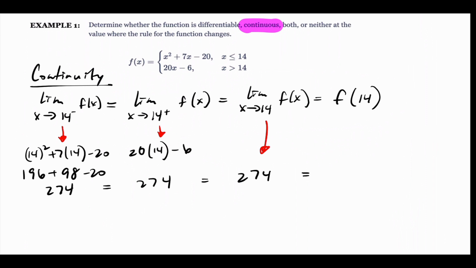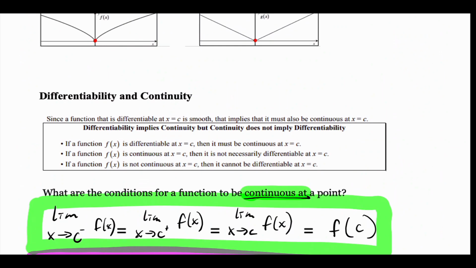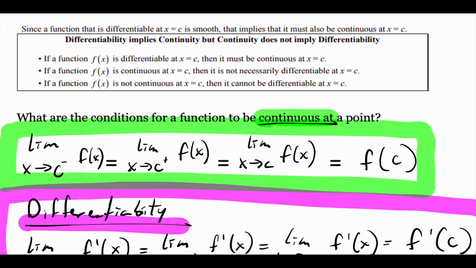If I plug in 14 for f of 14, which one would I plug it into, the top or the bottom? The top, because the top is the one with the equals. I already did that earlier, so I don't need to do it again, but it's good to know. So it is continuous at 14. Check. Our list here says if it's continuous, then not necessarily differentiable, so I have to check differentiability. That's what I'm going to do next.